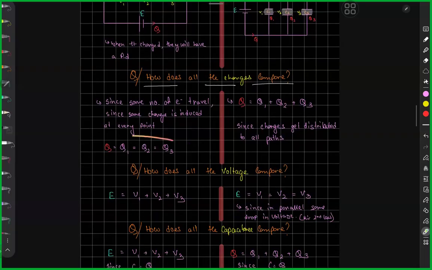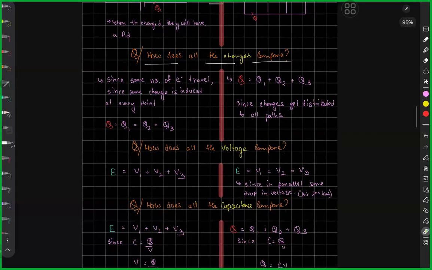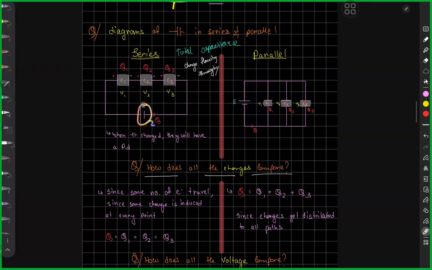So what did we discover? Q is equal to Q1 is equal to Q2 is equal to Q3. Charge has not varied. Good. Has the EMF supplied varied? Yeah, of course. If you have a certain EMF supplied, it gets distributed between the 1, 2, and 3 capacitors. So it's distributed between these 3 capacitors.